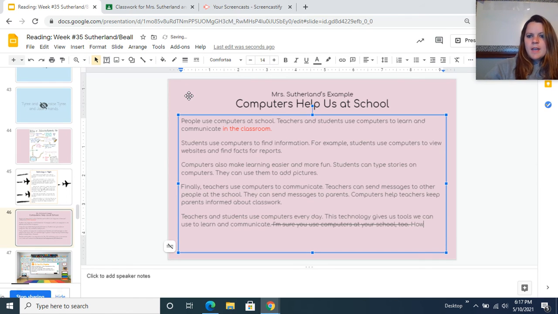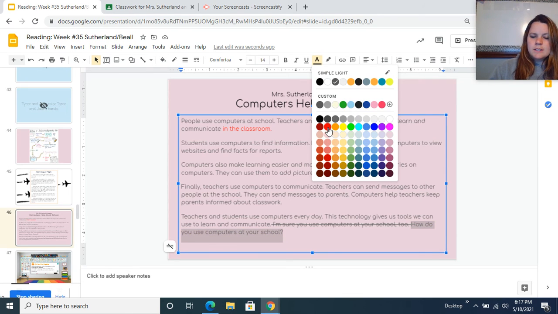Okay. How do you use computers at your school? Question mark. I'm going to end it with a question mark. Now I have a variety of types of sentences. Let me turn this red so you can see it.